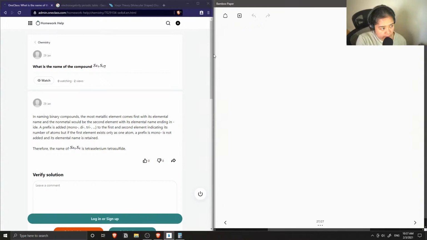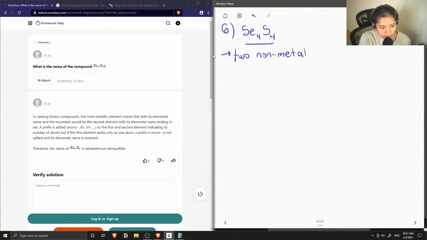Okay, so question number 6. What is the name of the compound Se4S4? Okay, so if we were to analyze the type of compound we have, you'll notice that we have two nonmetals, selenium and sulfur. So therefore, we have a binary covalent compound.